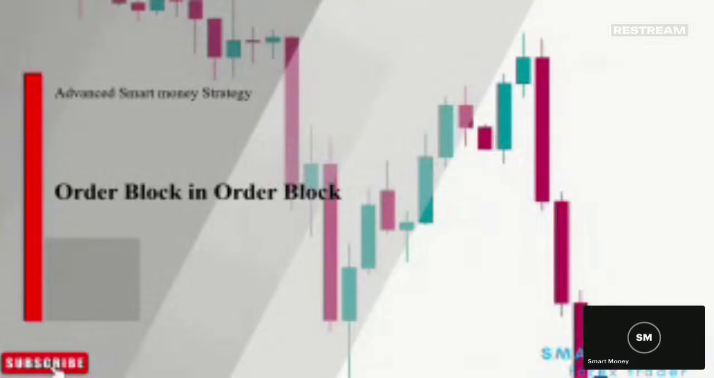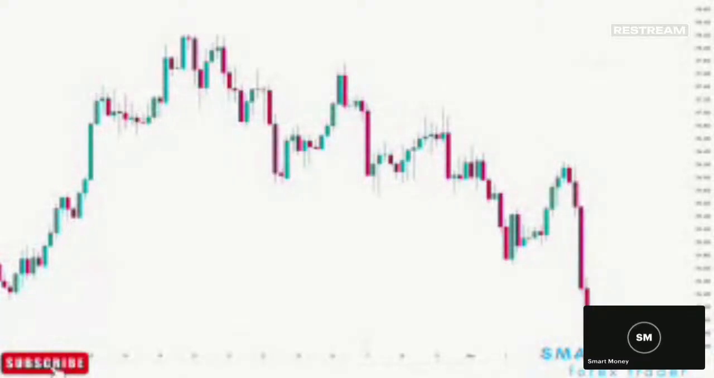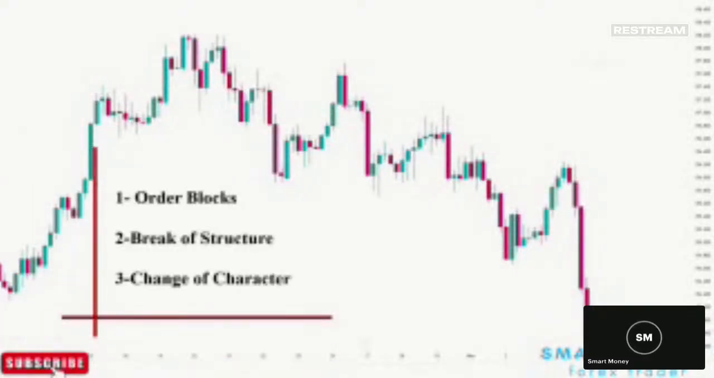Now in my previous episode I described what an order block is, but in this very episode I'll be talking in detail about what an order block in order block is, the order block, break of structure and change of character. To fully understand this concept, all of this has been explained in separate videos.